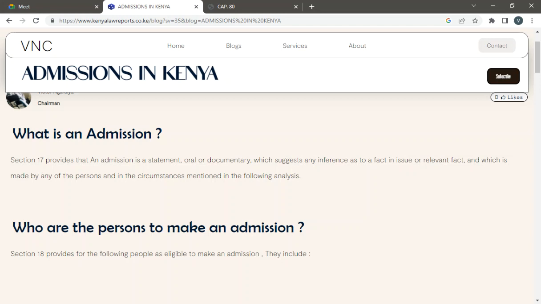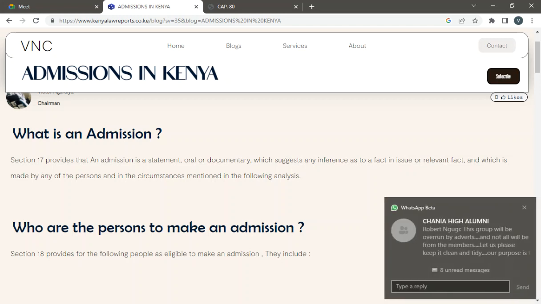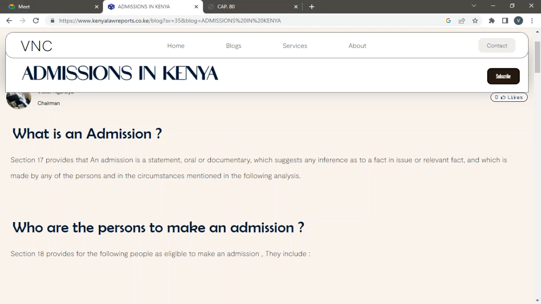What is an admission first? So we start by definition. Section 17 of the Evidence Act provides that an admission is a statement, oral or documentary, which suggests any inference as to a fact in issue or relevant fact, and which is made by any of the persons and in the circumstances mentioned in the following analysis. So the following circumstances are the ones that provide, and they will make you understand what we mean by the definition when it comes to section 17 of the Evidence Act.